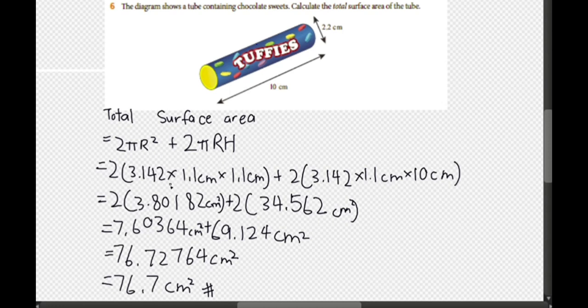So the calculation here will equal 2 times 3.80182 cm squared plus 2 times 34.562 cm squared, which also equals 7.6036 cm squared plus 69.124 cm squared. Adding them up together, we will get 76.72764 cm squared. And after converting it to 1 decimal place, we will get 76.7 cm squared, which is the total surface area of this tube.